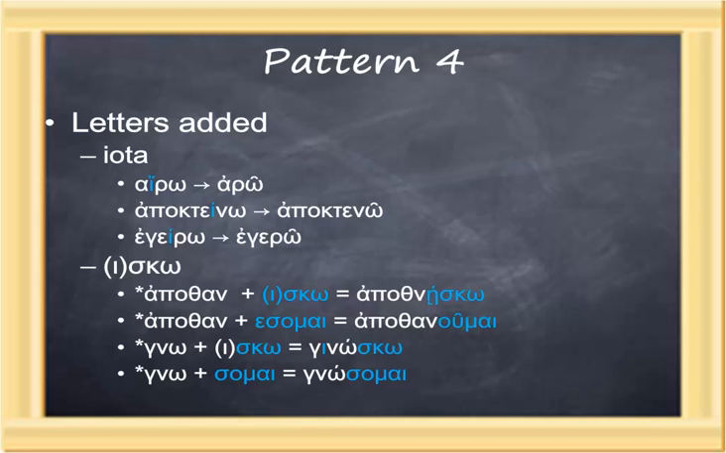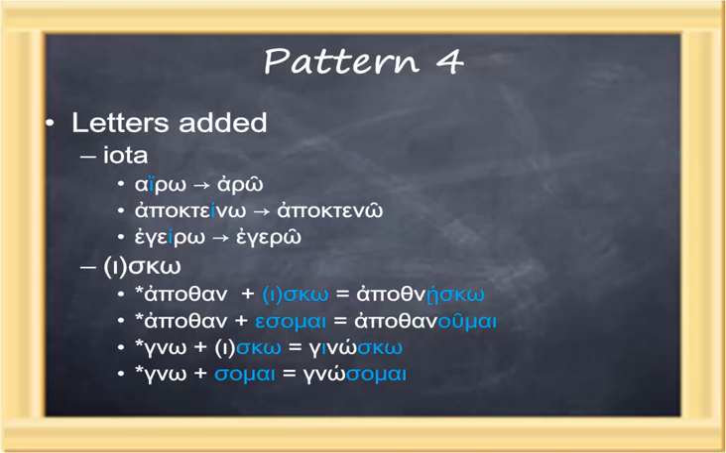Another combination that can be added to such forms is isko. So, for example, the root apothan in the present gets isko added to form the present stem apothnesko. The future, because apothan, that root, ends in a liquid, see the nu there, gets an epsilon sigma, and it also switches to deponent. So the future is apothanoumai. Looks like an epsilon contract, but it's a future liquid middle deponent.